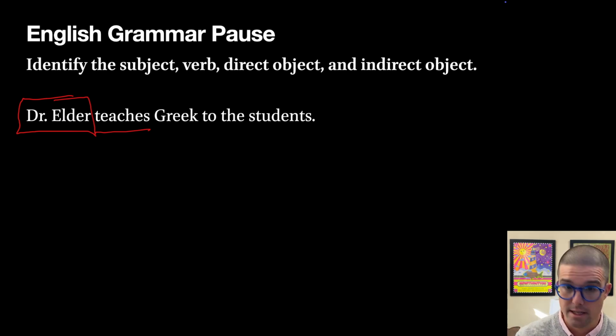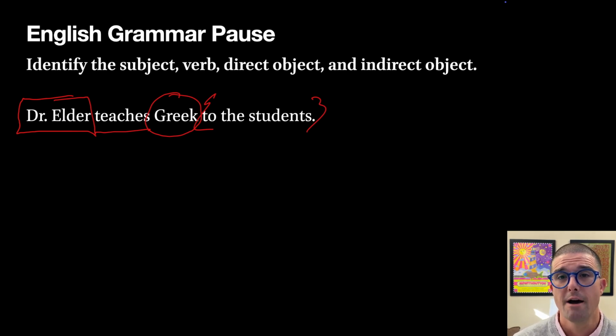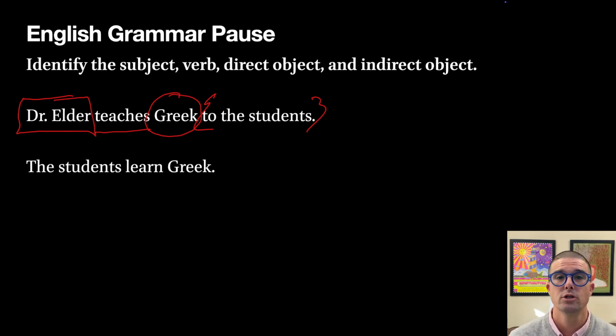And what he teaches, the direct object, is Greek. So I'm going to circle that in my marking system. The direct object is circled. And then to the students, the indirect objects, I do sort of squiggly little brackets for the indirect object and also for prepositional phrases in Greek. So Dr. Elder, subject, teaches, verb, Greek, direct object, students, indirect object. Let's go ahead and try another one.